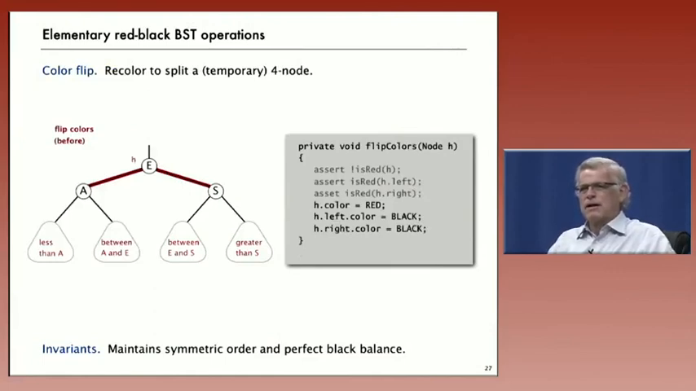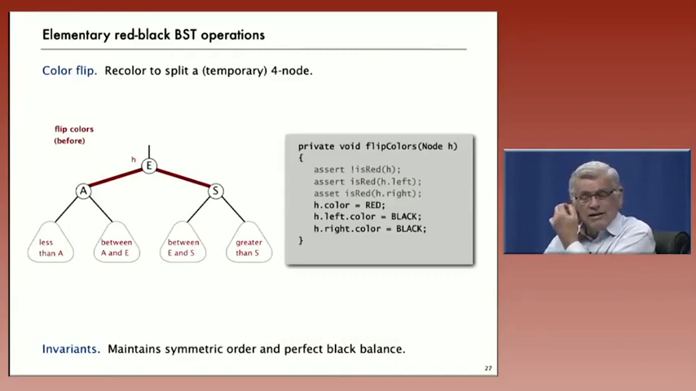Now here's the third elementary operation that we're going to perform. It's called a color flip. Sometimes during the insertion, we might wind up with a node that's got two red links coming out of it. That corresponds precisely to our temporary 4-node when we're doing 2-3 trees. And what we wanted to do with the temporary 4-node was to split it and pass the center node up to the root. Well, you can see from this structure that we're all set to do that. All we need to do actually is not change any links, just change all the colors.